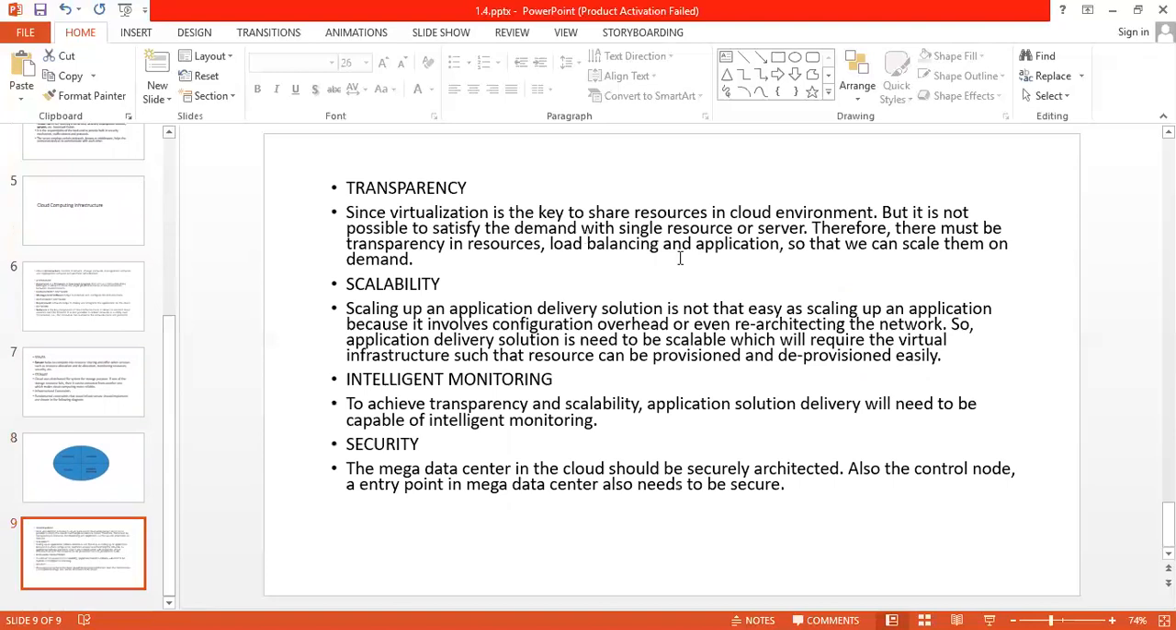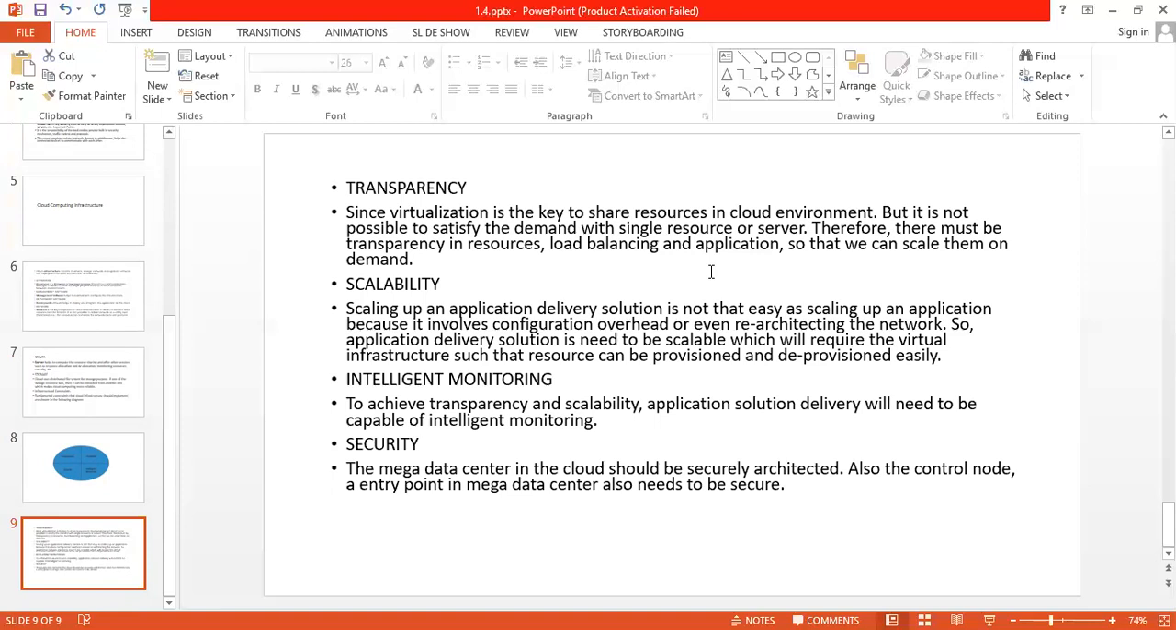So what are these points? First, transparency. Since virtualization is the key to share resources in a cloud environment, it is not possible to satisfy the demand with a single resource or server. Therefore, there must be transparency in the resource, load balancing and application so that we can scale them on demand. Like in public cloud, we have to go for on-demand services.